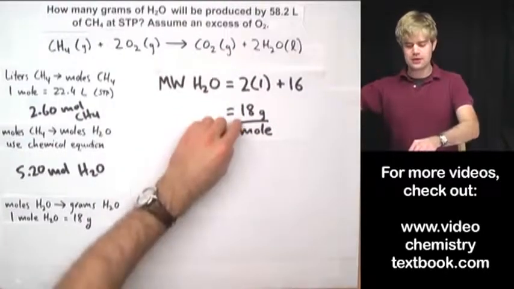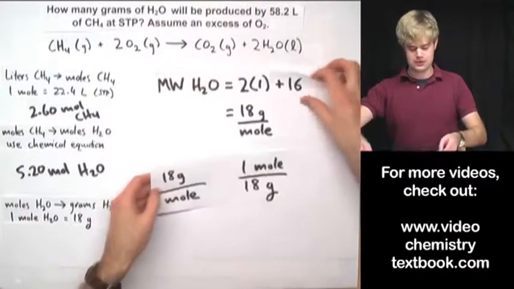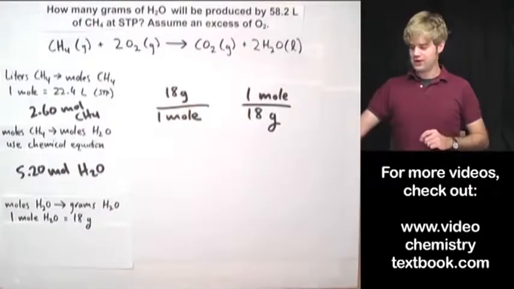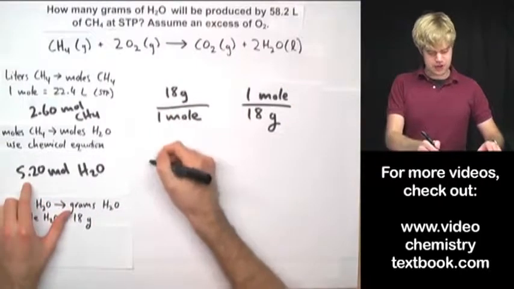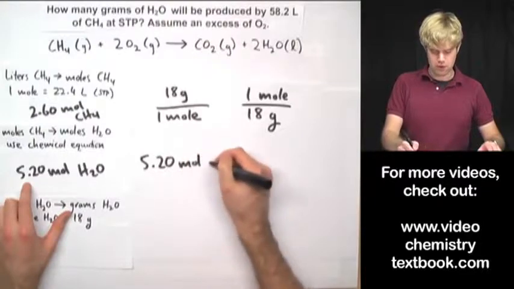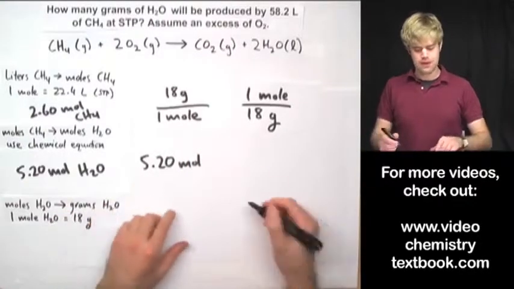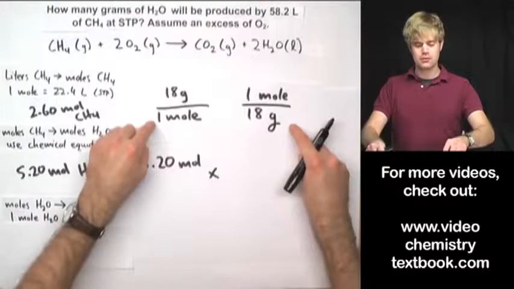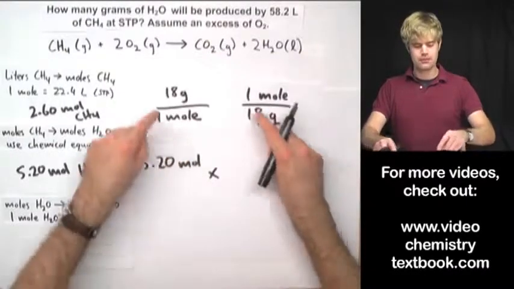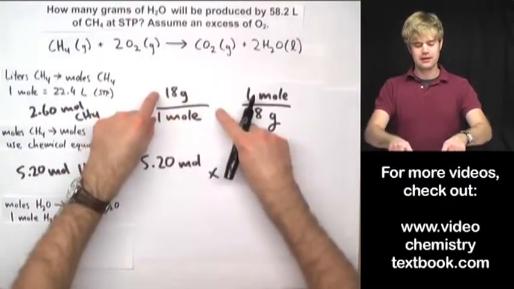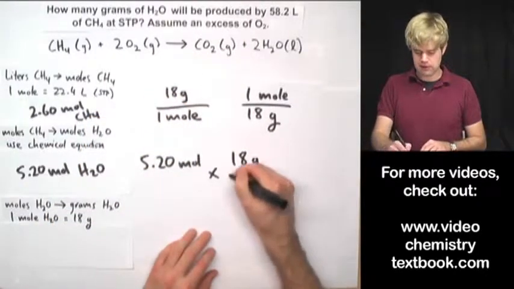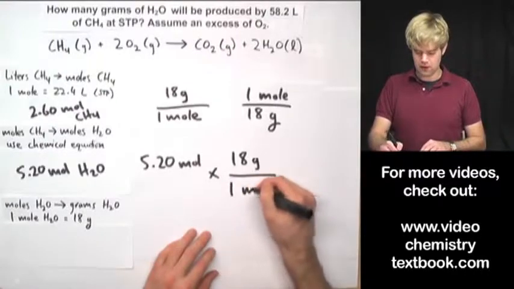Just as before, I can express this in 2 ways. I can do 18 grams over 1 mole or 1 mole over 18 grams. I'm going to start with 5.20 moles of H2O. Which of these conversion factors do I want to multiply by? I want to get rid of moles, so I'm going to use this one here on the left so that I have moles on the bottom to cancel out. So 18 grams divided by 1 mole.